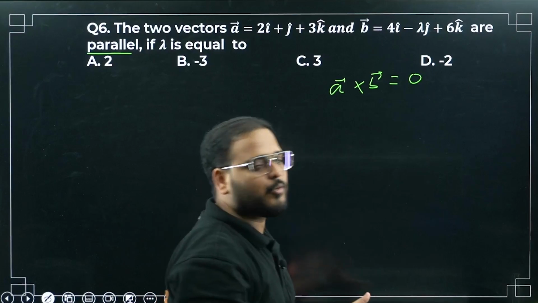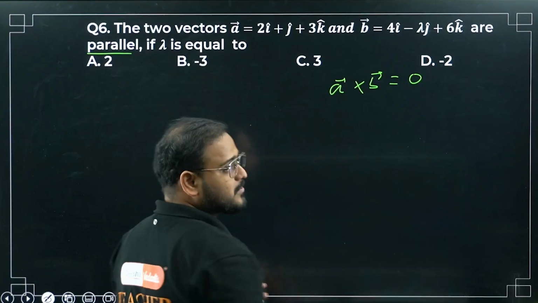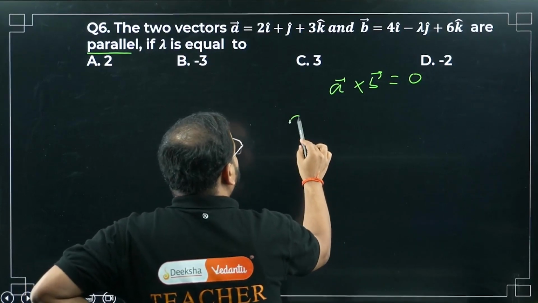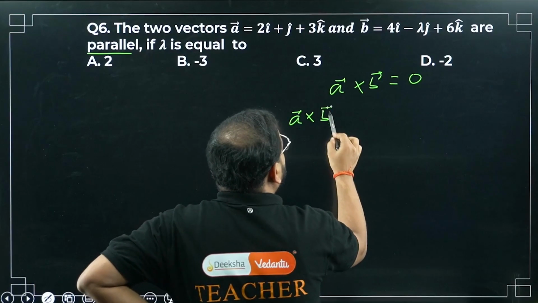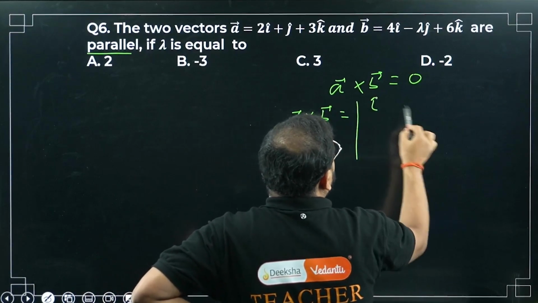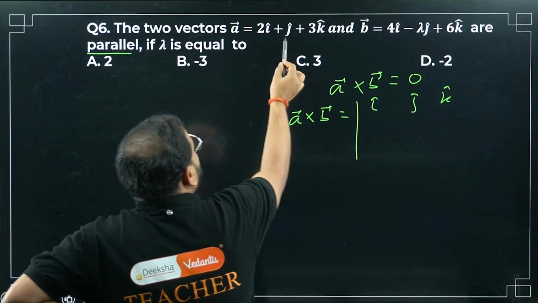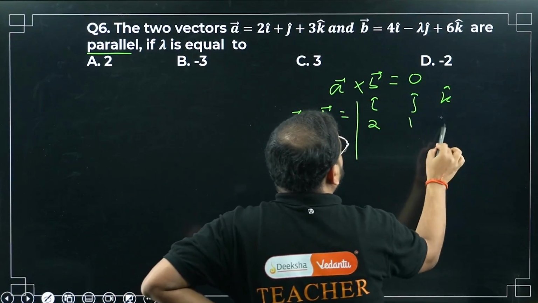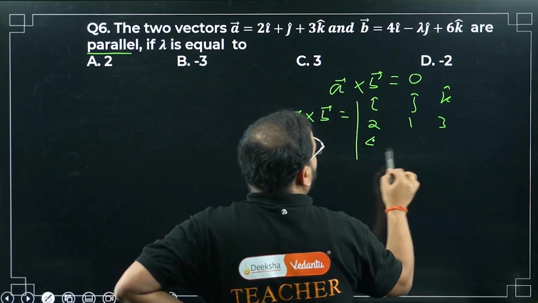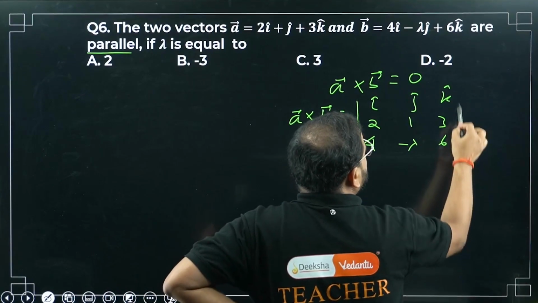Because sign will make it to be 0. Great. How do we find A cross B? Using matrices, sir. So A cross B would be given as, I'll write I cap over here, J cap over here, and K cap over here. What is I? 2, 1 and 3 for the first vector, and for the second, 4 minus lambda and 6.